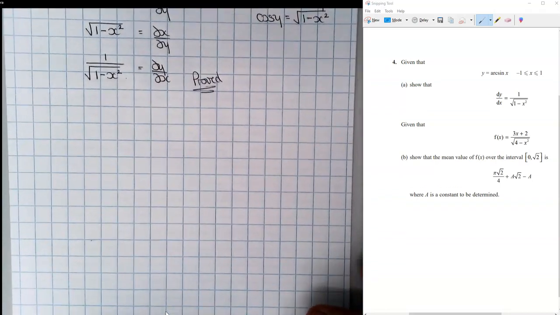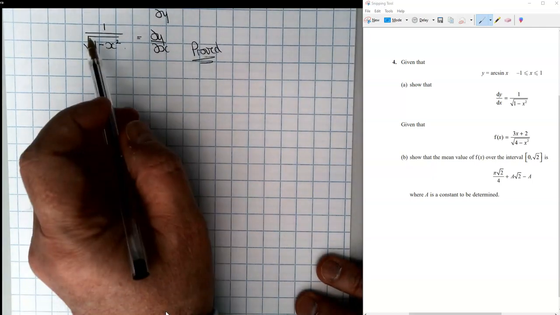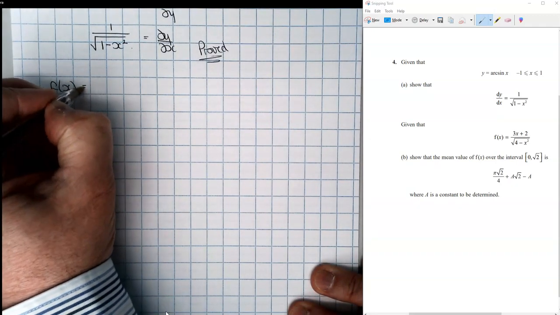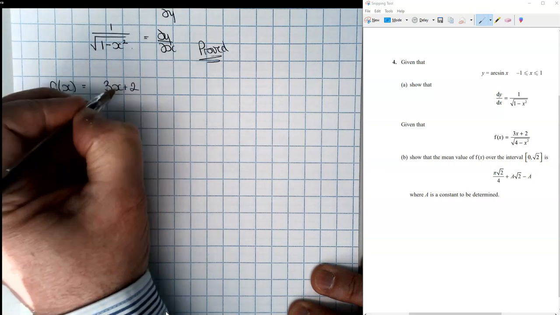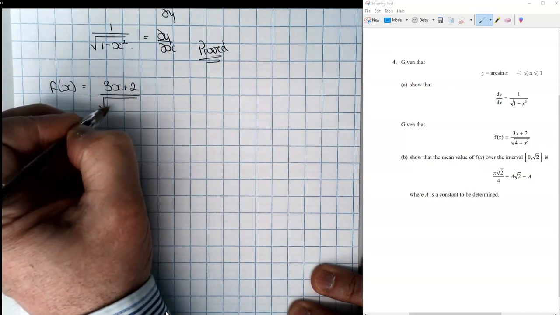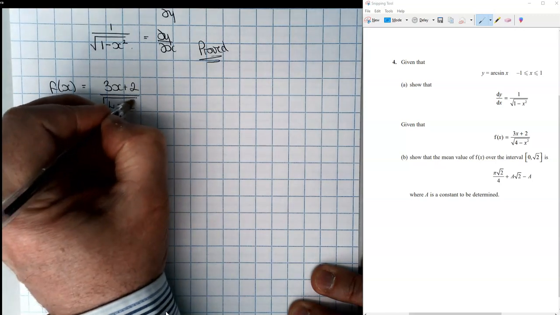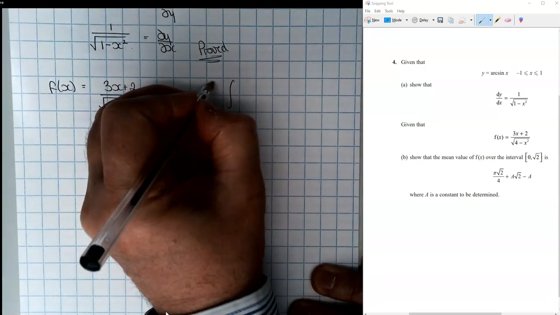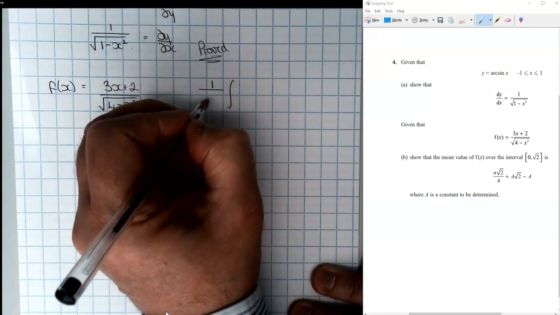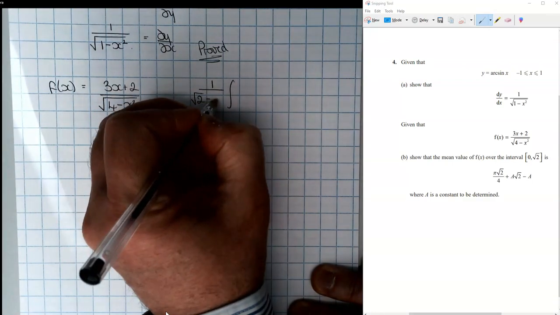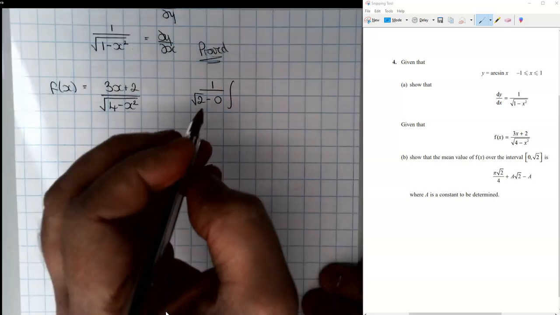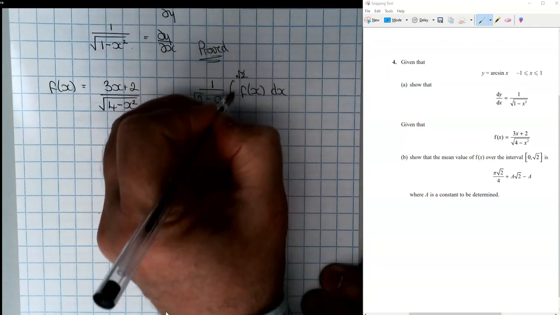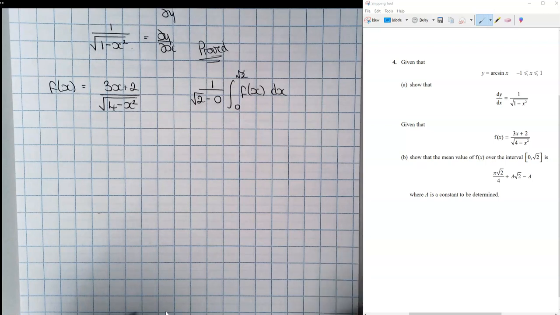Now we're given a different function. We're expecting to use this rule later on in the question, but at the moment we're given f of x equals 3x plus 2 over root 4 minus x squared, and we're trying to find the mean value. So in other words, we want 1 over the interval, which is root 2 minus 0, times the integral of f of x dx between root 2 and 0. Okay, that's what we're trying to calculate.